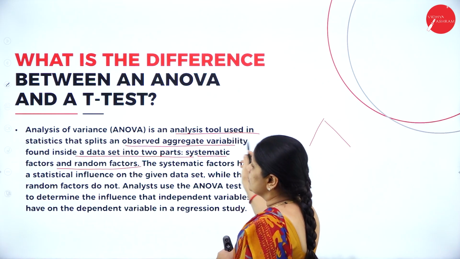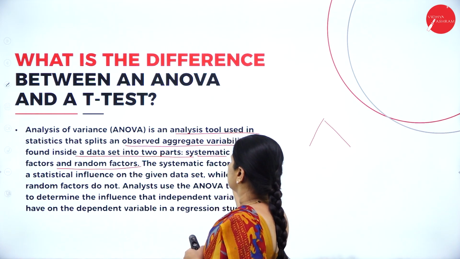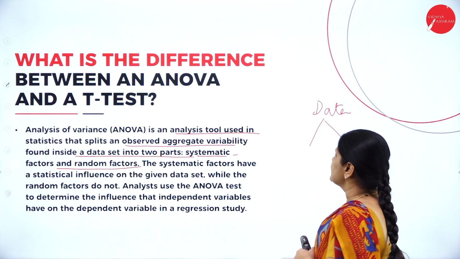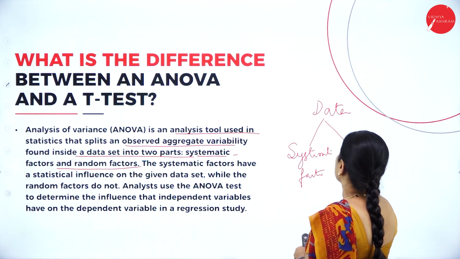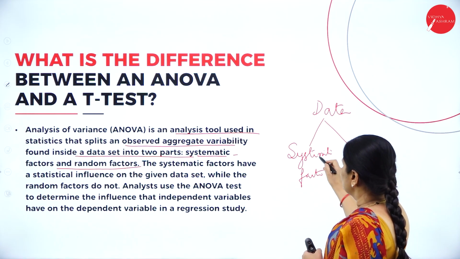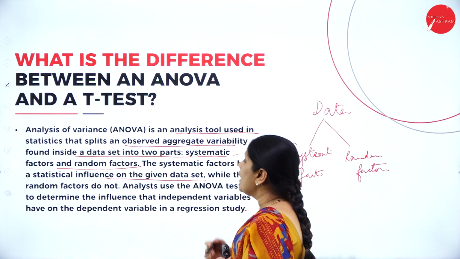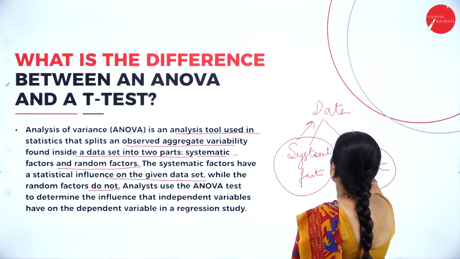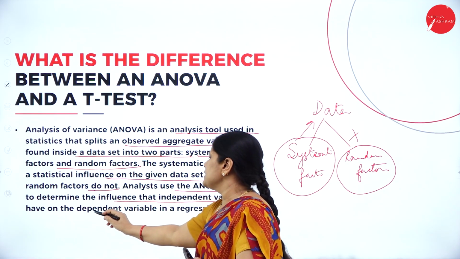ANOVA is an analysis tool used in statistics that splits an observed aggregate variability found inside a data set into two parts: systematic factors and random factors. If you are given data, then with the help of ANOVA analysis we can segregate them as systematic factors and random factors. The systematic factors have a statistical influence on the given data, while the random factors do not. The analysts use the ANOVA test to determine the influence that independent variables have on the dependent variable in a regression study.